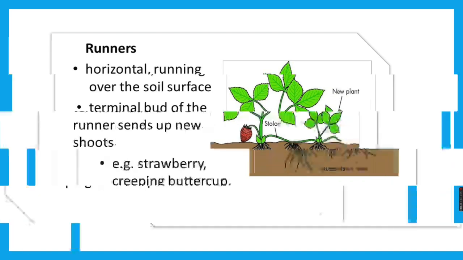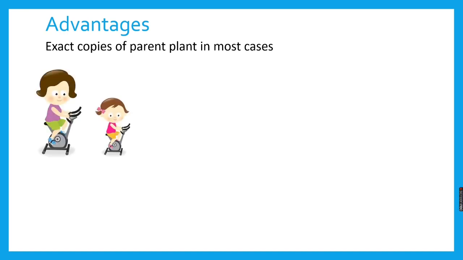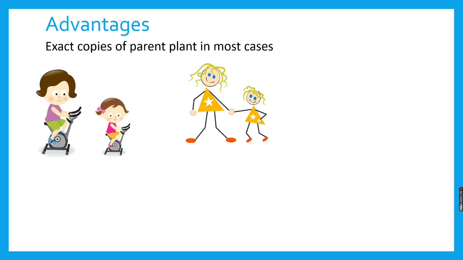Now, to elaborate, let's look into the advantages of vegetative reproduction. The first advantage is exact copies of parent plants in most cases. Here you can see there is a small girl with her mother, and you can see that they have some similar features.